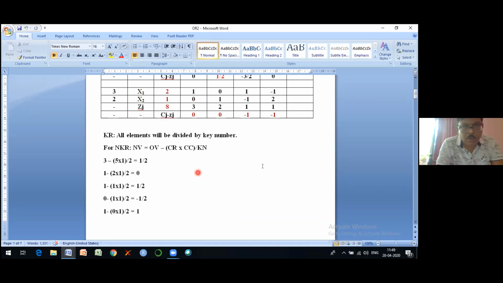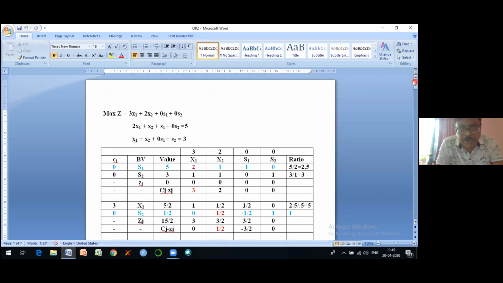Corresponding row into corresponding column. For this first one, corresponding column is 1. So corresponding column is 1, 3, 1, 1, 1. For 0, 1, 1, corresponding column is 0. So we have taken it mistakenly, right? So this will be considered as key.